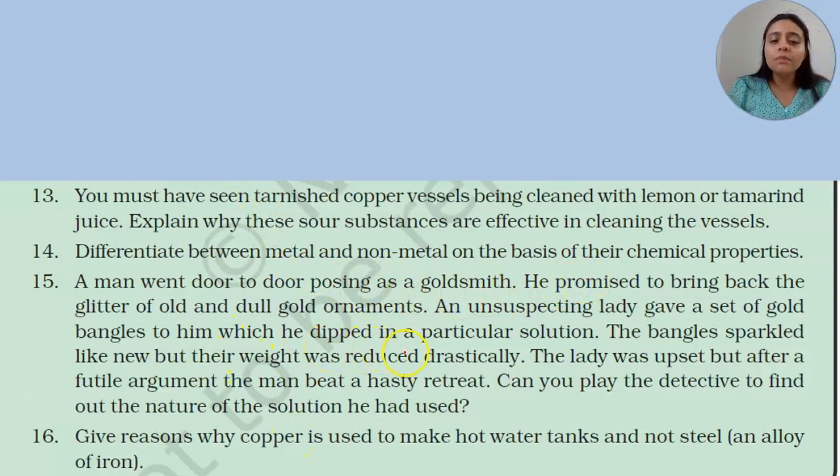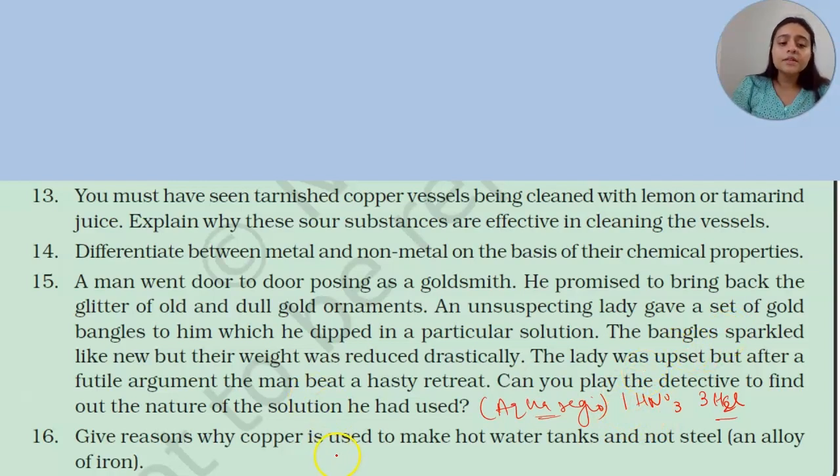We went door to door posing as a goldsmith. He promised to bring back the glitter of old and dull gold ornaments. An unsuspecting lady gave a set of gold bangles to him, which he dipped in a particular solution. So what will happen? It is talking about the aqua regia. That man has dipped her gold jewelry inside the aqua regia. That is one part of nitric acid and 3 parts of concentrated hydrochloric acid. So it will dissolve the gold inside this aqua regia, and that is why the jewelry felt lighter to the lady.